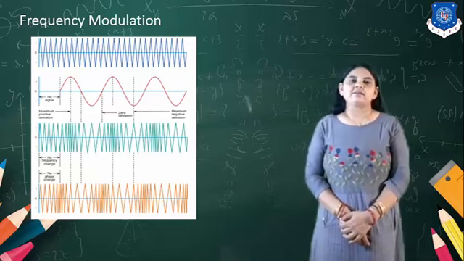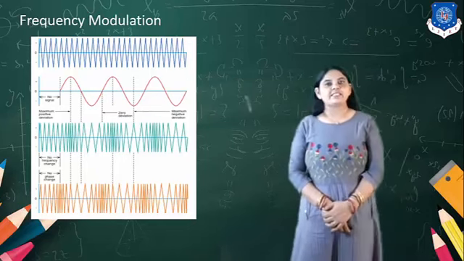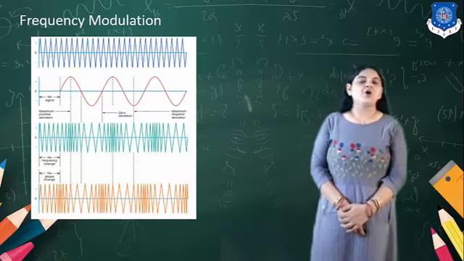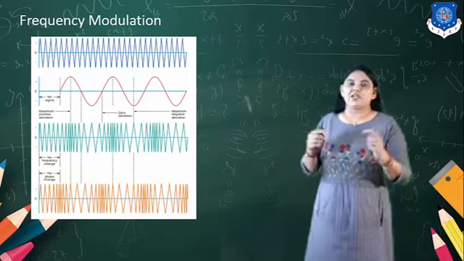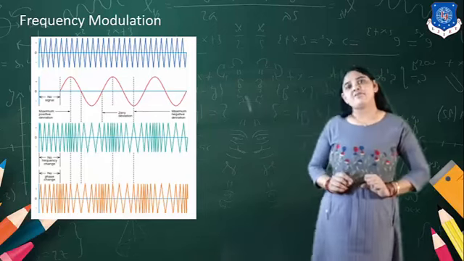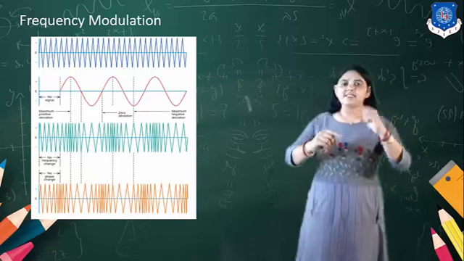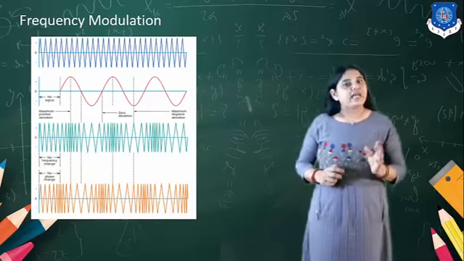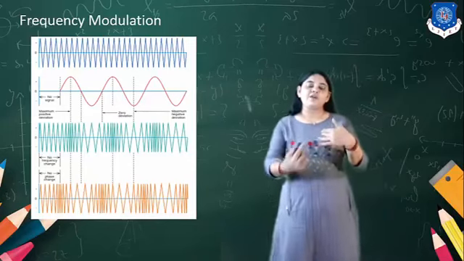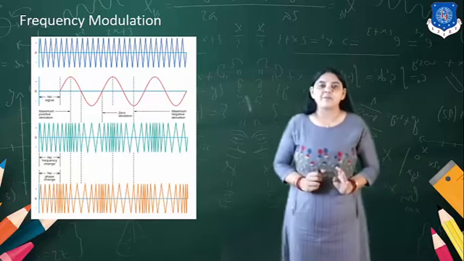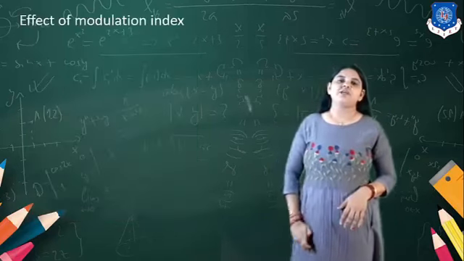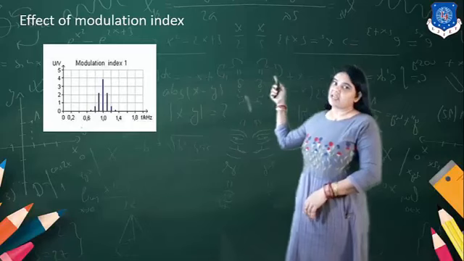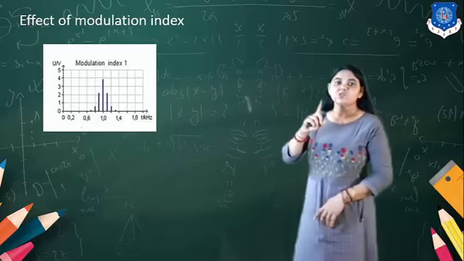So when the amplitude of the modulating signal increases, the frequency increases, and when the amplitude of the modulating signal decreases, the frequency decreases. So that way we have a change in the frequency, and we say that the change in the frequency that we observe in the FM wave is known as the frequency deviation.